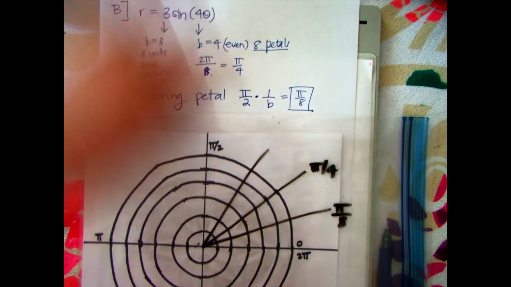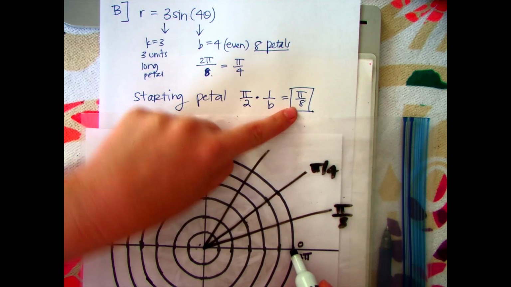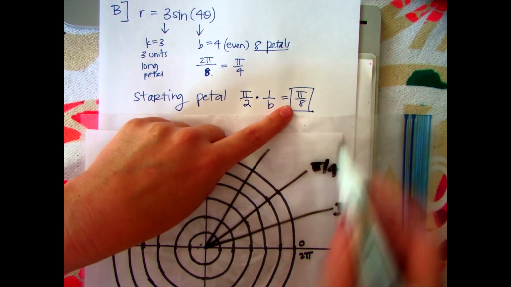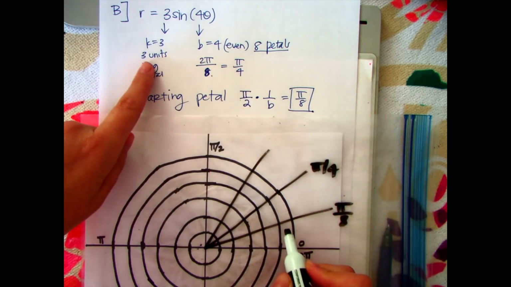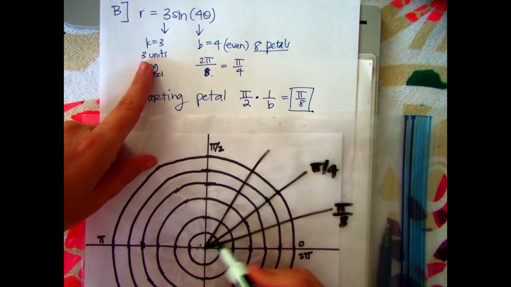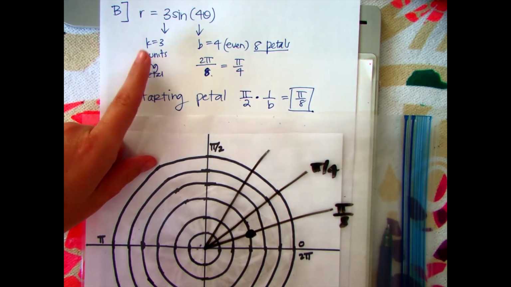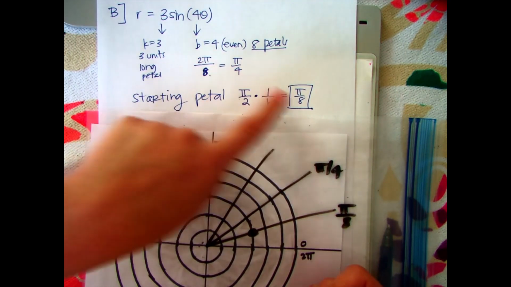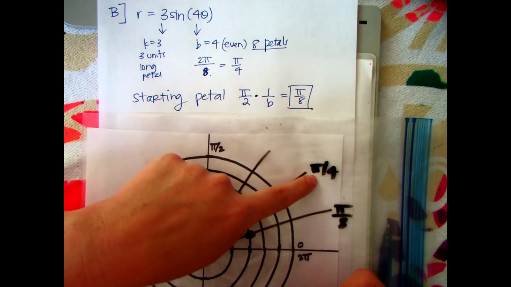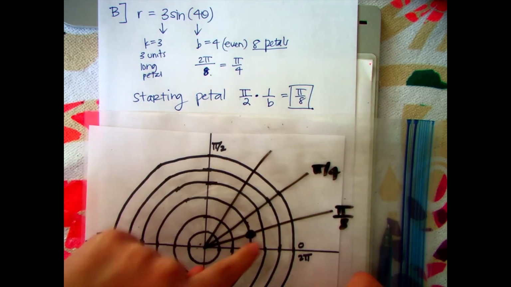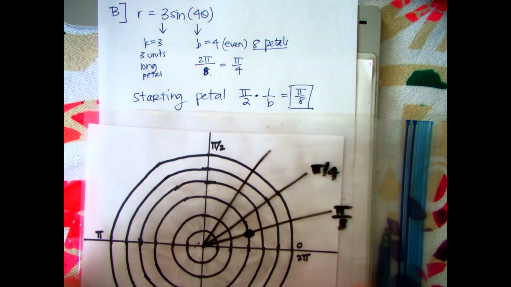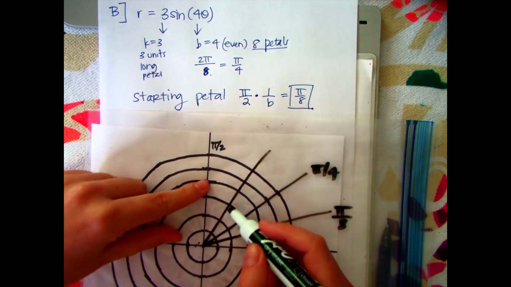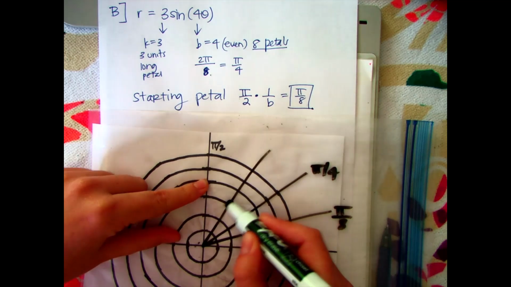So the first petal has to start at pi over 8, so we're not putting it here at 0 because this is a sine rose. So pi over 8 is the starting point. So I'm going to put a point at 3, 1, 2, 3, pi over 8. So there's my first petal. The next petal happens a distance of pi over 4 from this. Not at pi over 4, that would be if we started at 0. It's pi over 4 from that angle. So this angle is pi over 8. If I'm adding 45 degrees, my next petal is going to be right here.